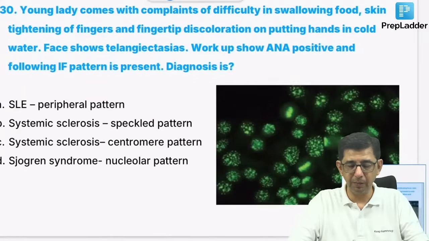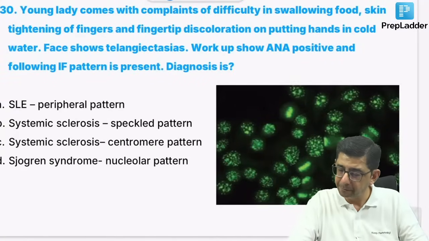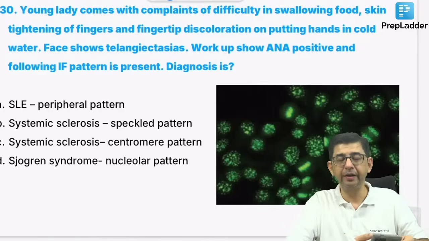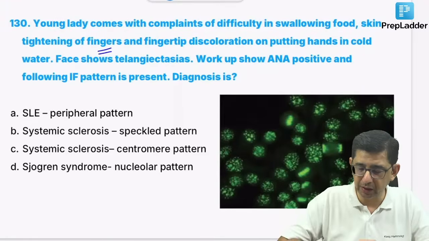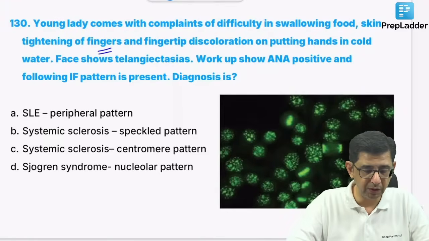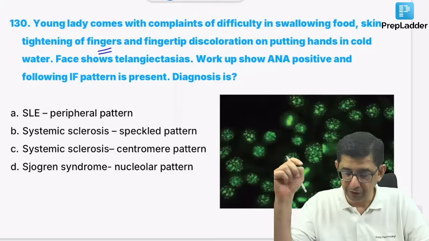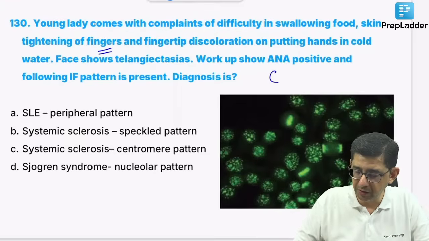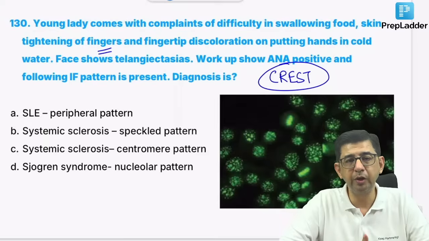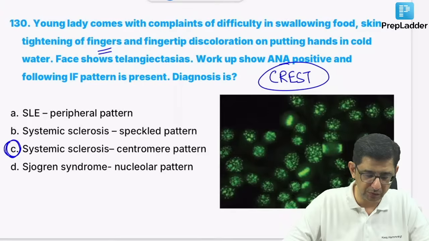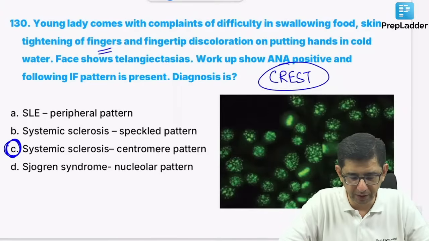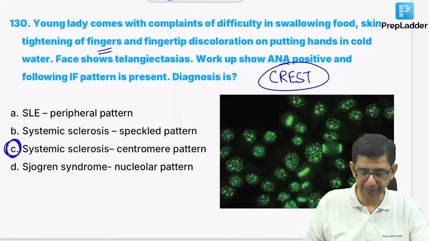A young woman comes with difficulty in swallowing and the skin tightening of fingers. I mean, the key word in the question would be that skin tightening of the fingers, that is sclerodactyly. And then there's a Raynaud's phenomenon that is also described in this question. And he says face shows telangiectasia. So he's mentioned regarding CREST syndrome. Everything in this question is talking out loud about CREST syndrome. And the moment you say CREST syndrome, you know that there would be anti-centromere antibodies that would be present. So this was an easy peasy one that you have picked up very rightly. The answer for this question would be option number C.